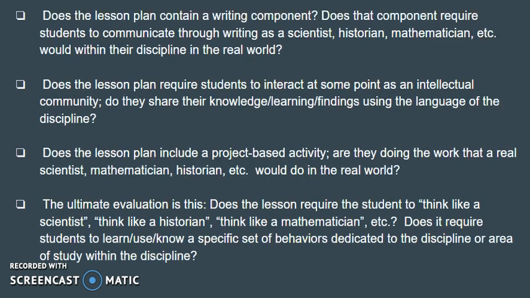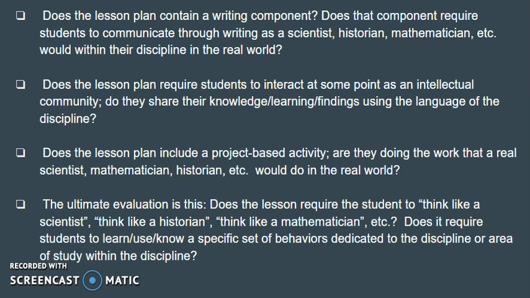So, to begin, I'm going to just go over some of the things that we're looking for. We're looking to see that the lesson plan contains a writing component, and that writing component requires students to communicate through writing as a scientist or a historian or a mathematician within their discipline in the real world. We're looking to see that the lesson plan requires students to interact at some point as a community, so we want some collaborative discussion going on, and we need to know that they will be able to share their knowledge and their findings using the language of the discipline, which would be English.